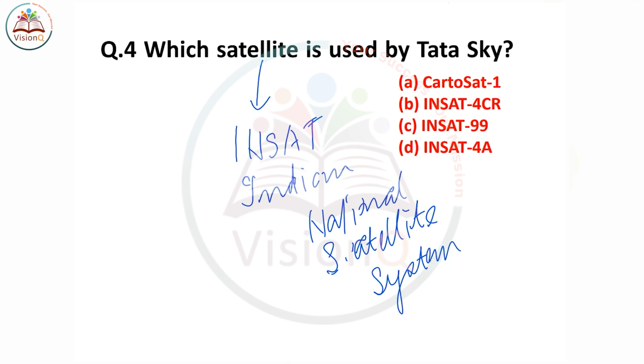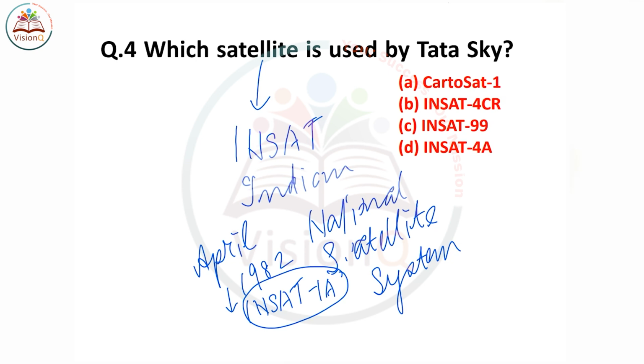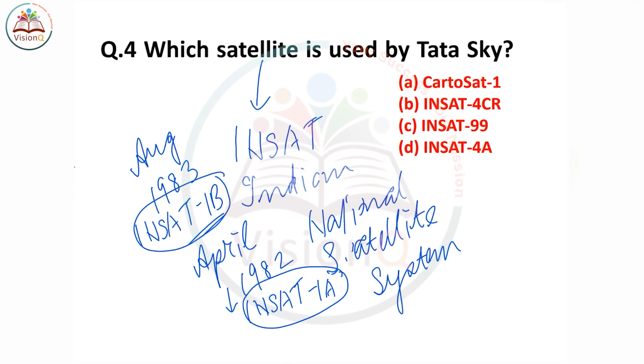Now the first satellite of this INSAT series was launched in April 1982, and it was INSAT 1A. But INSAT 1A could not fulfill the mission. So the next year, in August 1983, INSAT 1B was launched. There are many satellites in the series: INSAT 1A, INSAT 1B, similarly INSAT 2A, INSAT 2B.